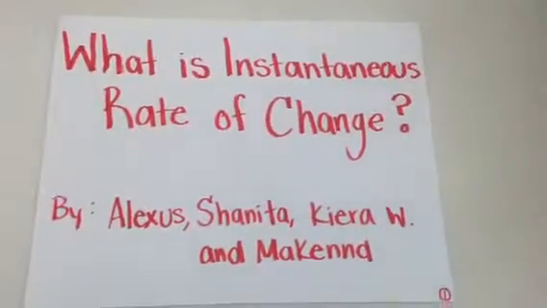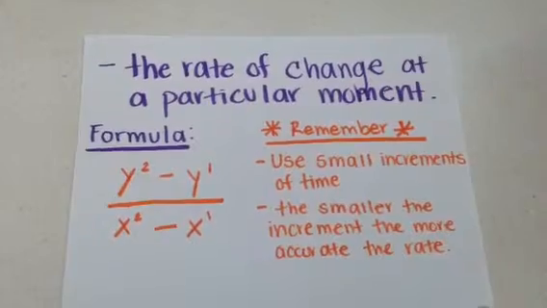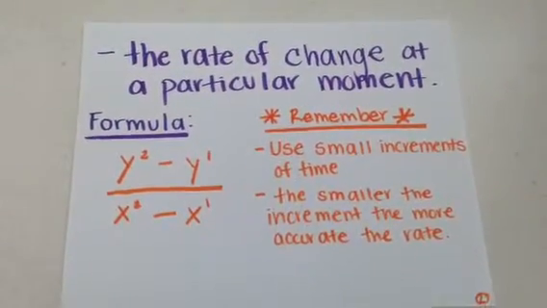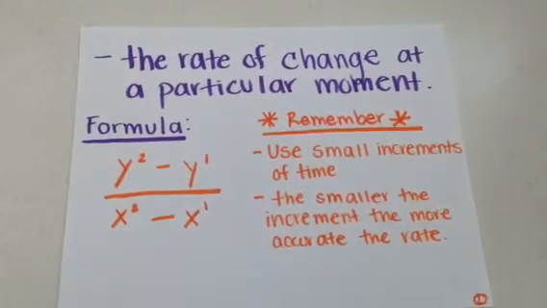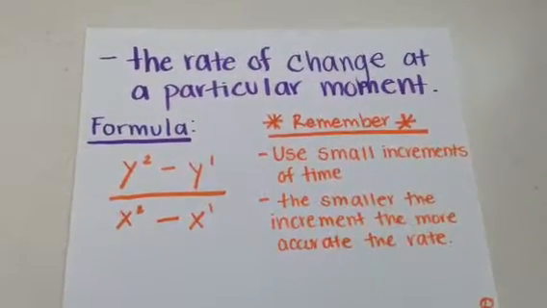What is instantaneous rate of change? The rate of change at a particular moment. The formula is y2 minus y1 over x2 minus x1. Remember, use small increments of time. The smaller the increment, the more accurate the rate.